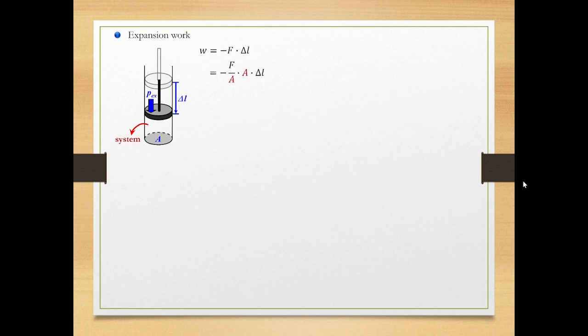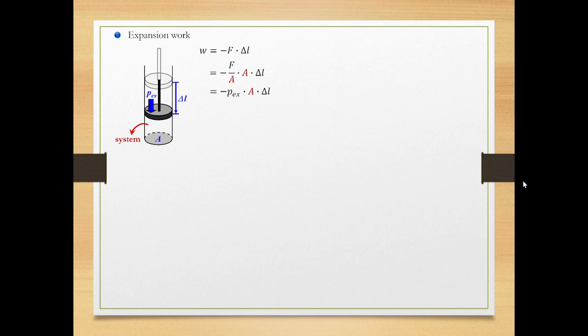You may divide force F by area A, followed by multiplying it by area A. F over A is pressure, which is acting externally, and it is called external pressure.